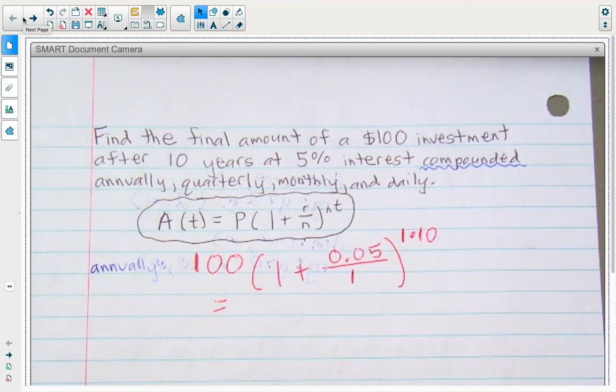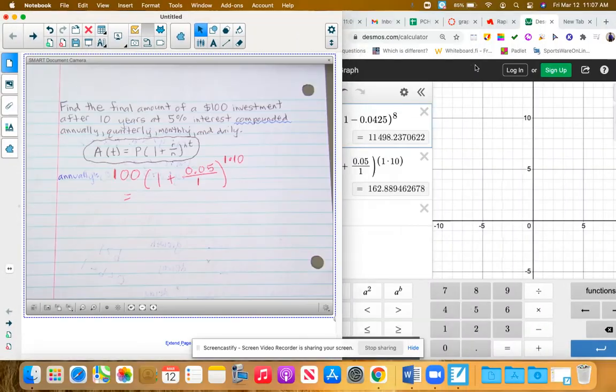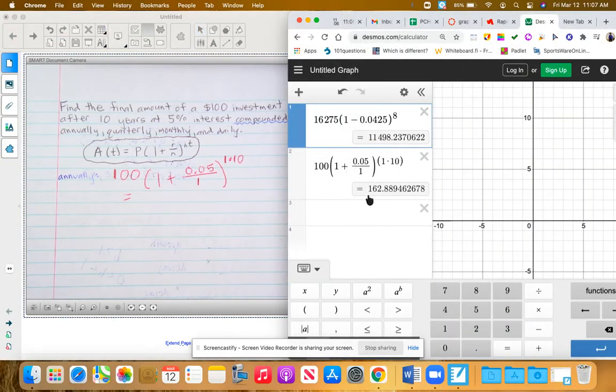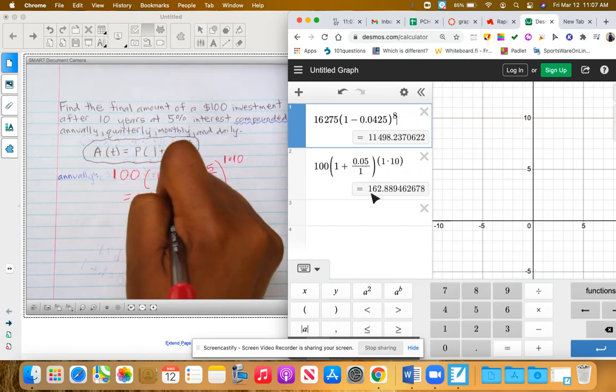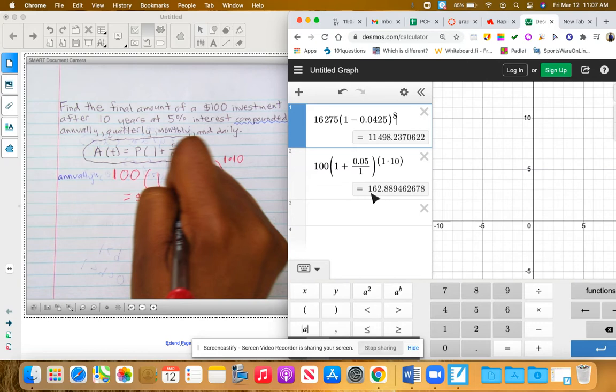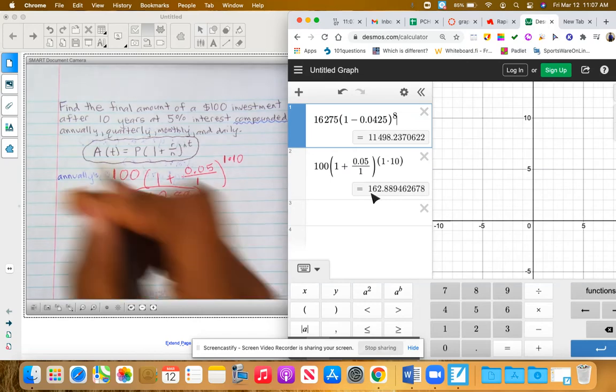Okay. So 100 times parentheses 1 plus 0.05 divided by 1, close parentheses, to the power 1 times 10. And we type all that in decimals, which I have already. And ta-da, we got $162.89. All right, let's try the next one. So that's annually. Now we're going to take a look at quarterly.